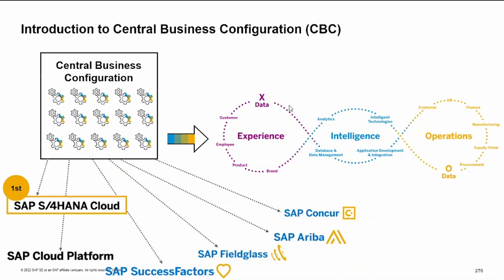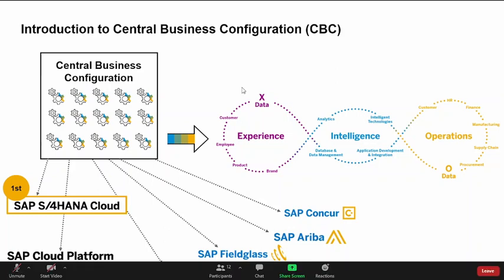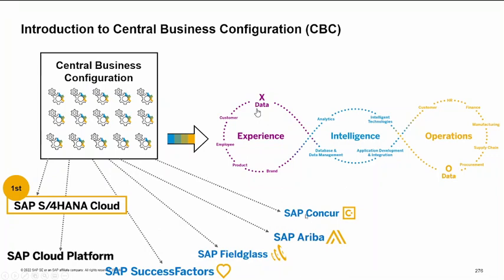You have many customers having many cloud installations and products in place. So I would say there is a need to manage and configure these installations centrally. And this is the idea behind central business configuration: to configure the different cloud installations at once from a central point. Because you have the same master data, the same organizational structure, and you may also have the same business processes, it makes sense to make this configuration once and centrally. That's the idea behind this.